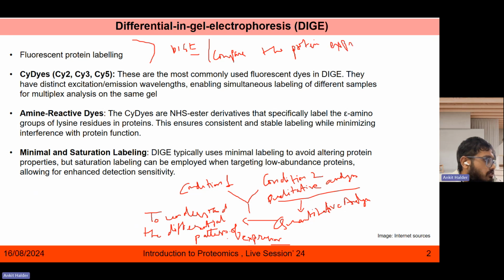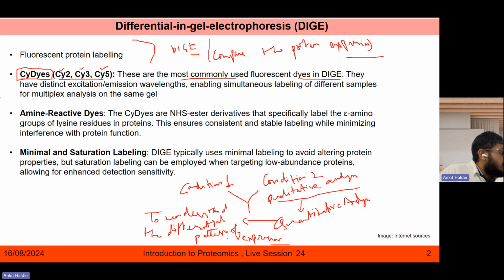Now we will be looking at how it is done, what the basic steps are, and what the basic principles are by which DIGE happens. I'm sure you all have gone through the lecture very carefully. We will be using CyDyes, of which there are three varieties: Cy2, Cy3, and Cy5. These are collectively known as your CyDyes, the most commonly used fluorescent dyes in DIGE.